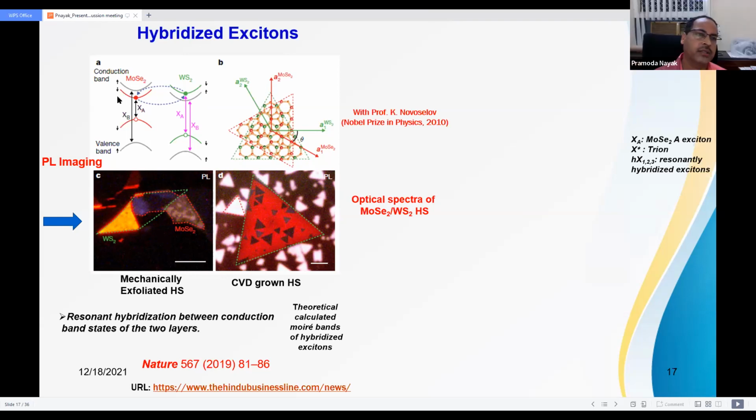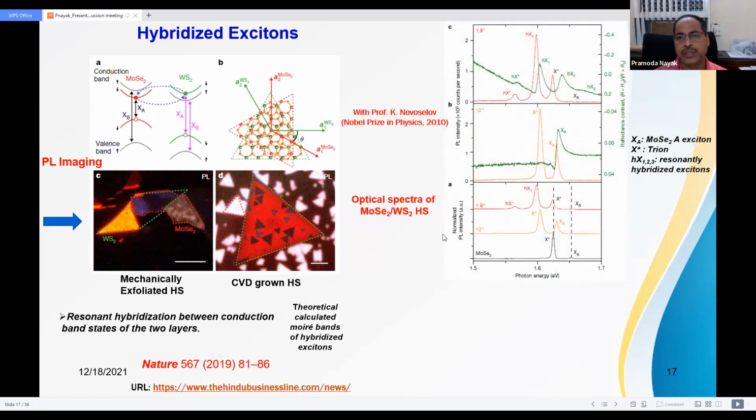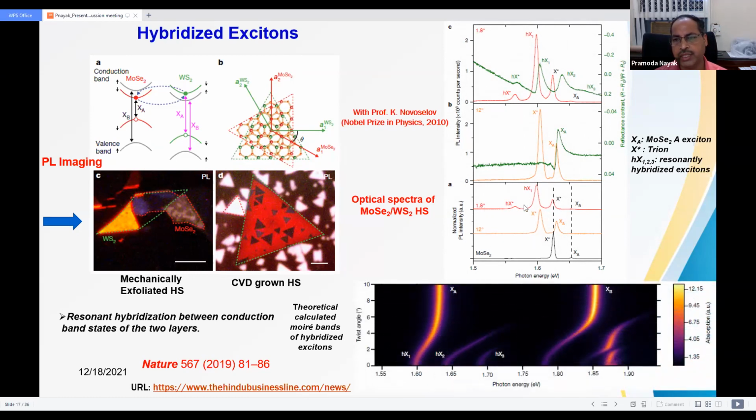So the conduction band is degenerate. So in that case, band hybridization occurs. Due to the band hybridization, the conduction band will split, and then we can have some hybridized exciton. So in this case, you can see when the stacking angle is very close to the high symmetric stacking configuration, 1.8, we can get these hybridized excitons HX1, HX2 and others.